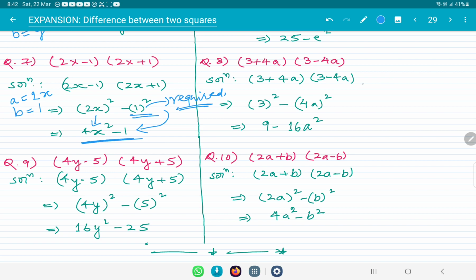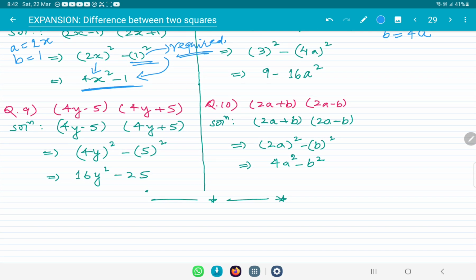Next question, 3 plus 4a into 3 minus 4a. So in this a is equal to 3 and b is equal to 4a. Here a is given in your question, so don't be confused. It is your question, but according to the identity, a is 3, b is equal to 4a. So now put in this, so 3 square minus 4a whole square, so this will become 9 minus 16a square.